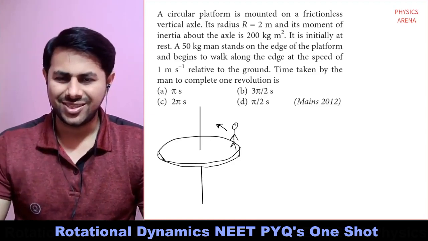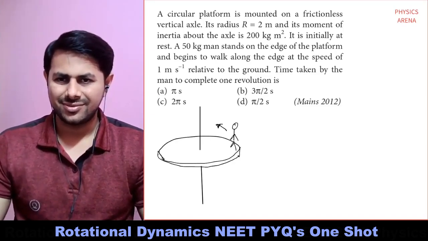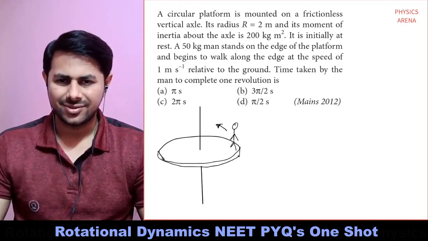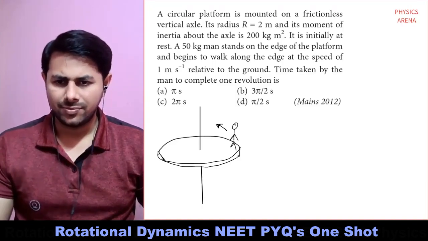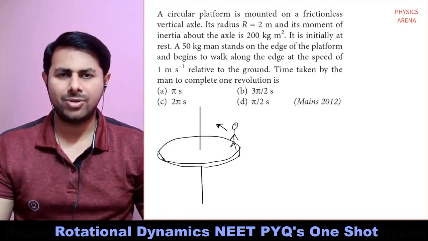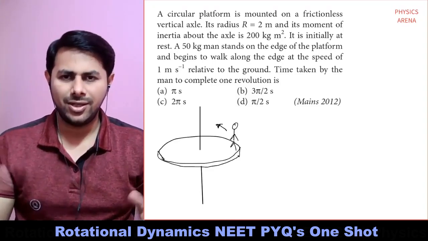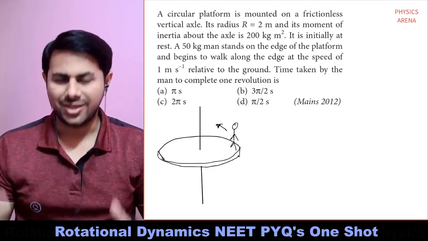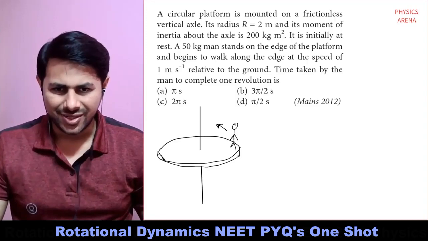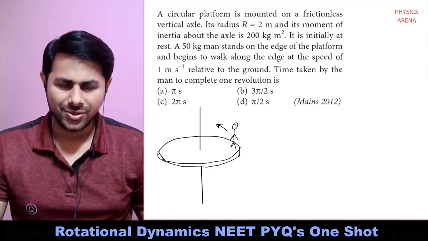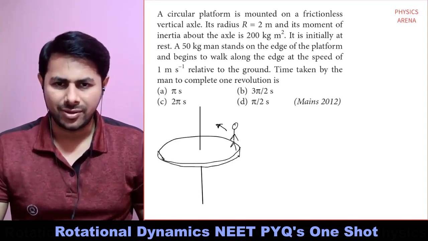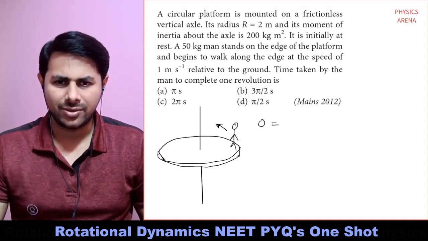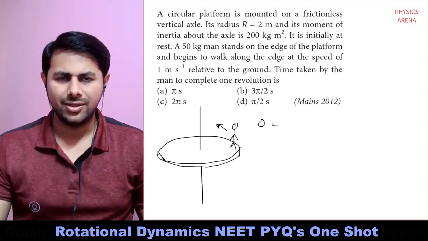Can you imagine this? Yes, no? All right, good. So now what can we say about this rotation? Initially both were at rest. So angular momentum of platform and angular momentum of the man was 0 initially.